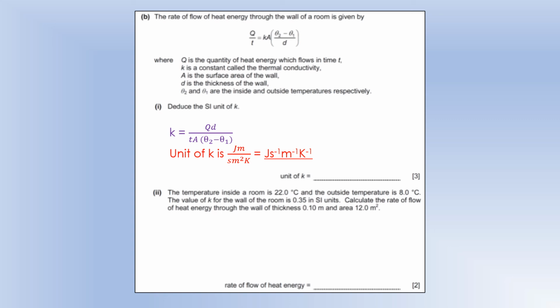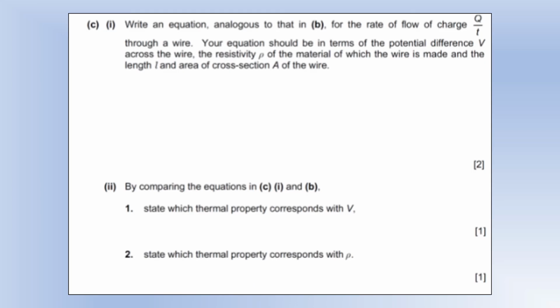Okay, so the temperature inside the room is 22 degrees Celsius, outside temperature is 8 degrees Celsius, the value of K in SI units is 0.35, calculate the rate if we have the thickness and the area. So basically it's just asking us to plug numbers into the equation, gives us a value of 590 watts to 2 SF. So write an equation analogous to that in B for the rate of flow of charge. So our equation should be in terms of potential difference, resistivity of the material, and then the length and cross-sectional area.